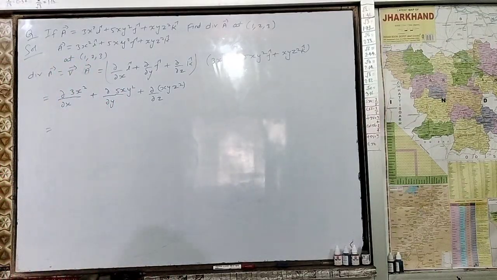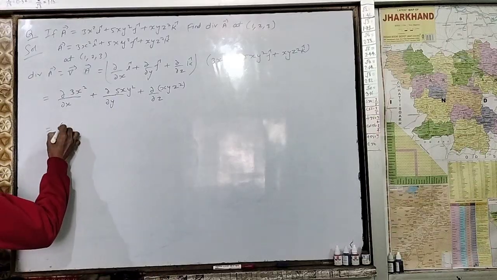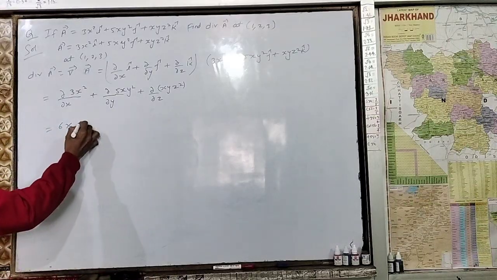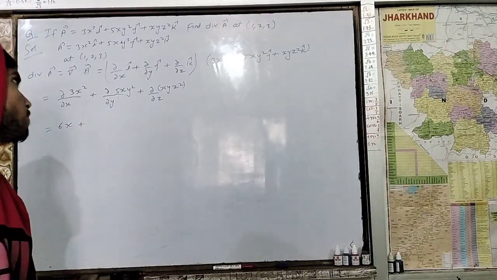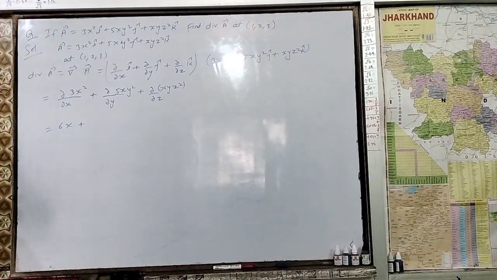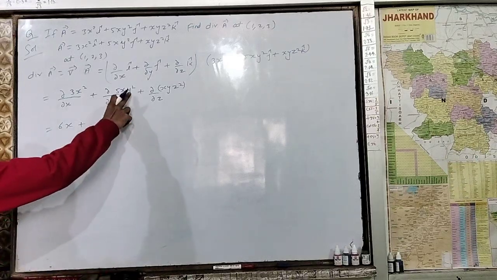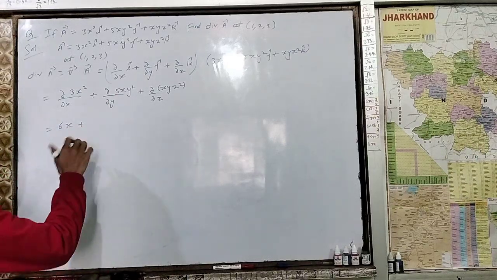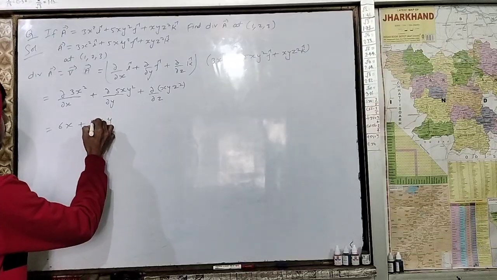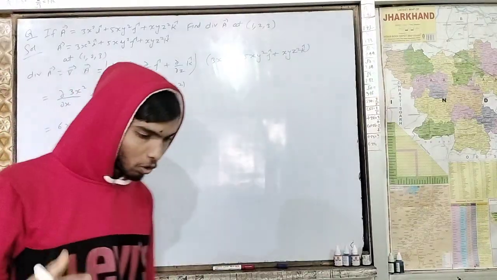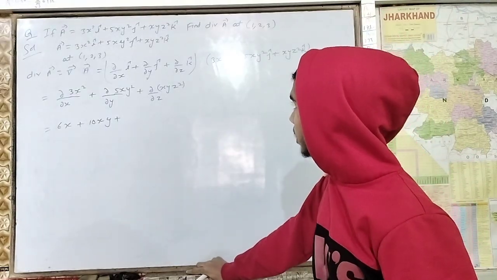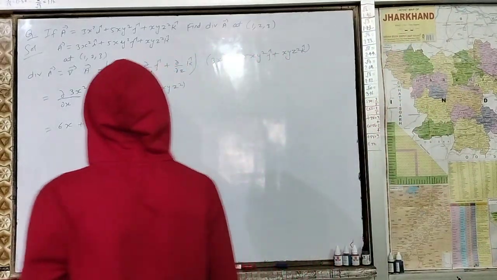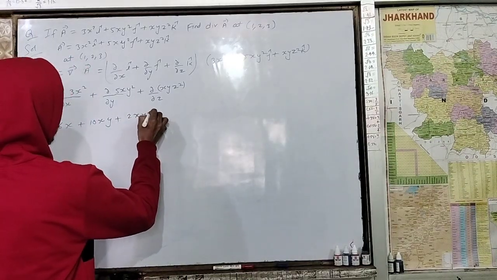So partial differentiation of 3x square with respect to x will be how much? You would say 6x. Okay. What about this? x will stay as it is, so this will become 2y. 5 times 2 is 10, so 10xy. Okay, 10xy. What about the third term? xy will stay as it is. z square will become 2z. So you can say 2xyz.